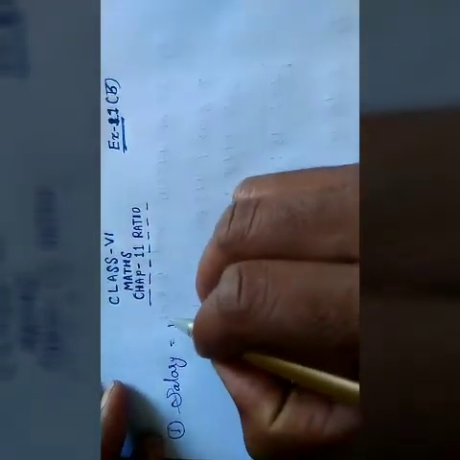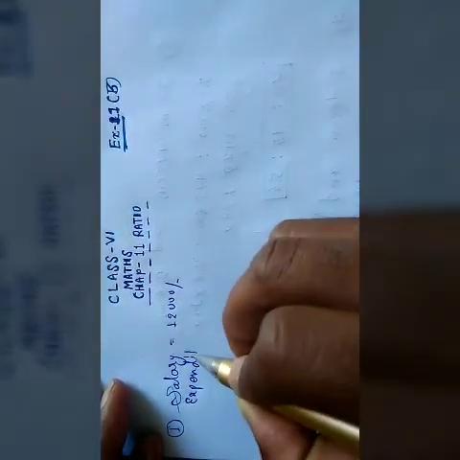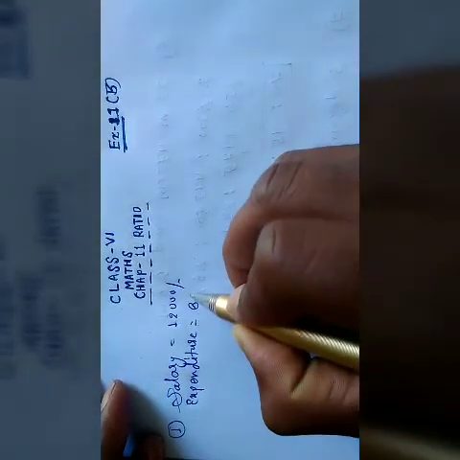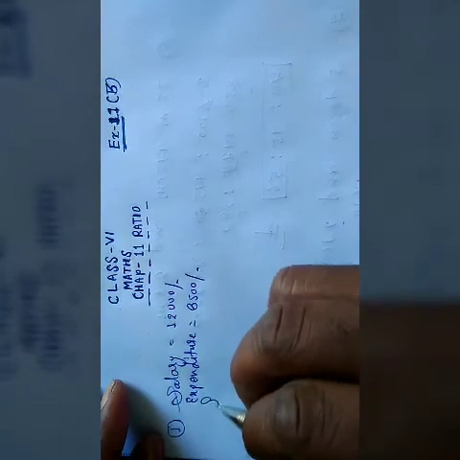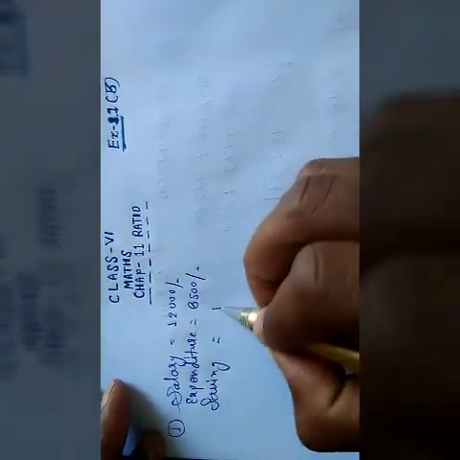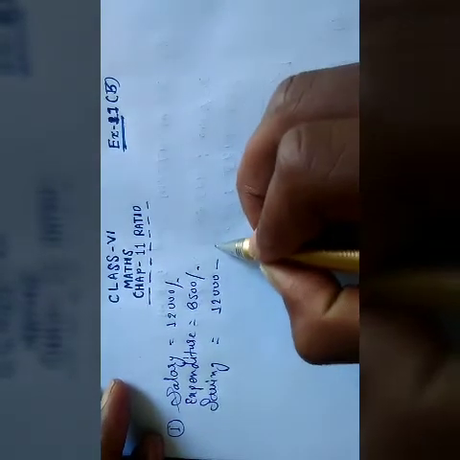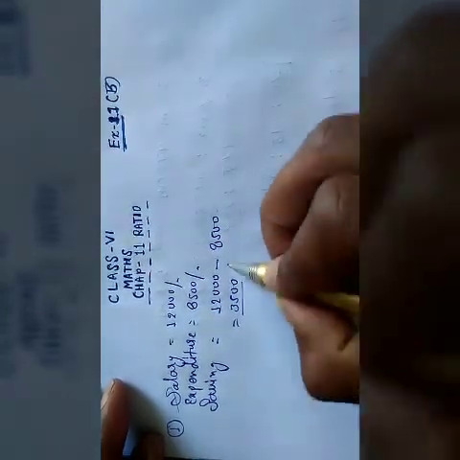Now our first question. Class 6 maths, chapter 1, ratio, exercise 11b, question number 1. First of all, what is given? The salary is rupees 12,000. Expenditure is 8,500. First of all, find out the saving. What will be the saving? 12,000 minus 8,500. This will be 3,500. This is the saving.